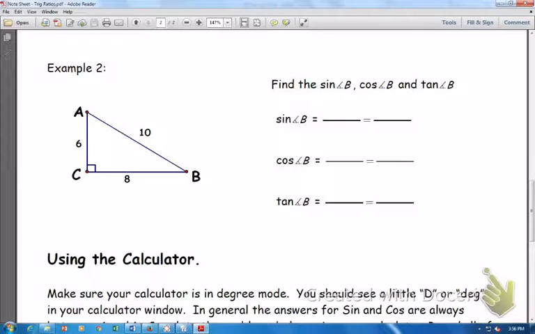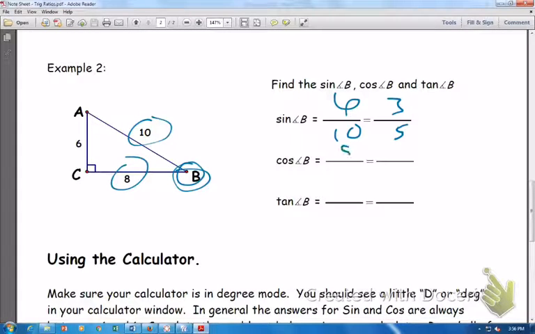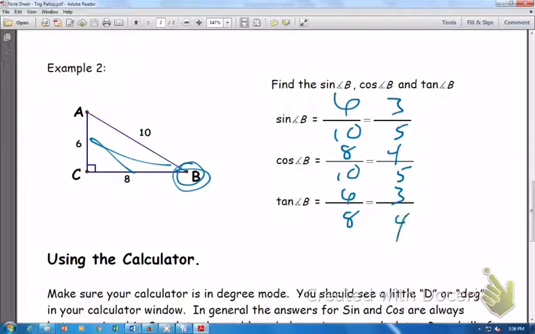Okay. Sine of angle B. Angle B is right here. Sine is opposite over hypotenuse, so 6 over 10, which is 3 over 5. Cosine is adjacent over hypotenuse, or 8 over 10, which is 4 over 5. And tangent is opposite over adjacent, which is 6 over 8, or 3/4. Okay?